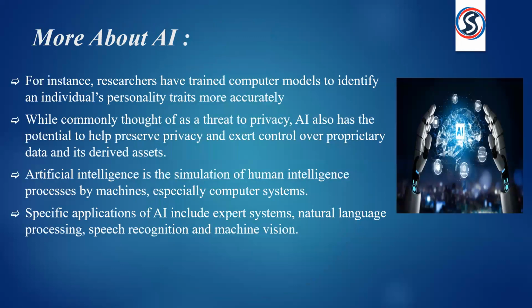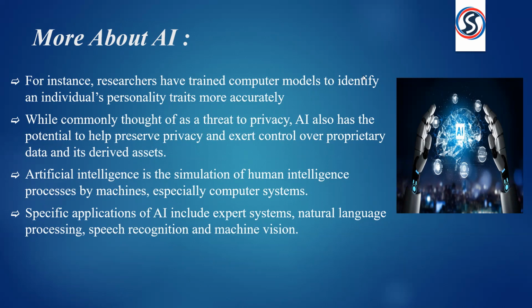If we talk more about AI, researchers have trained computer models to identify an individual's personality traits more accurately. While commonly thought of as a threat to privacy, AI has the most potential to help preserve privacy and exert control over proprietary data and its derived assets. So, artificial intelligence is the simulation of human intelligence processes by machines, especially computer systems.